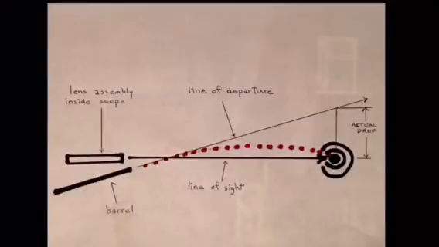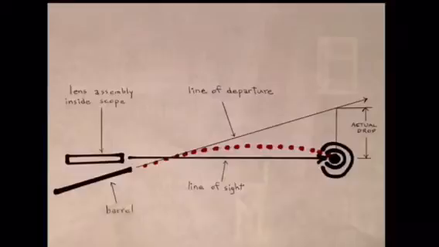And if we have our scope zeroed correctly, and I'll go ahead and mention it now, for a particular distance, and we'll talk about that later. But if we have everything adjusted correctly, the bullet will be pulled down by gravity in such a way that it will exactly hit the target where we want it to.